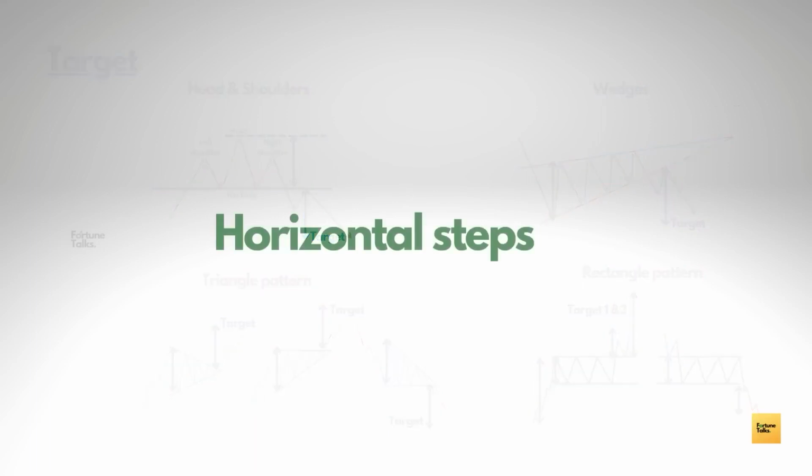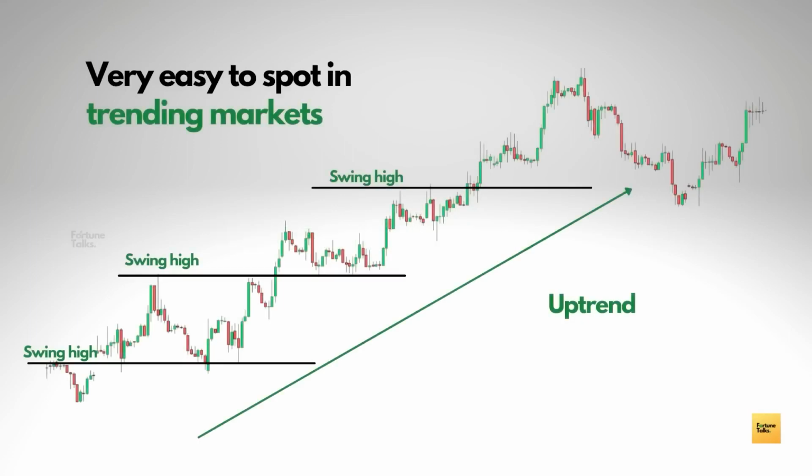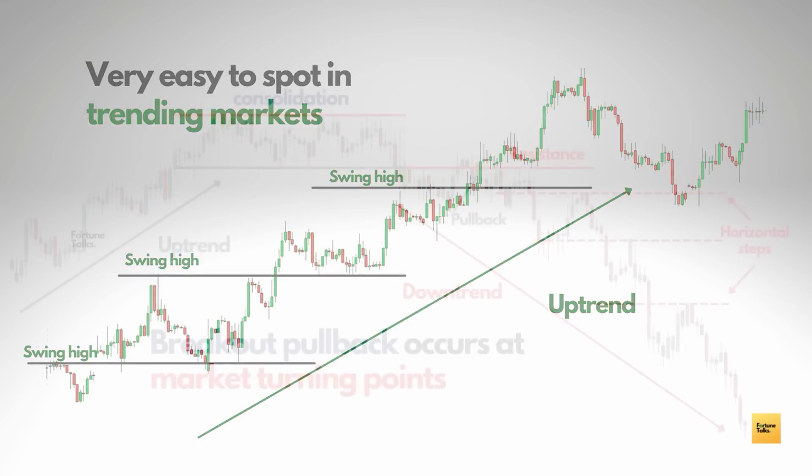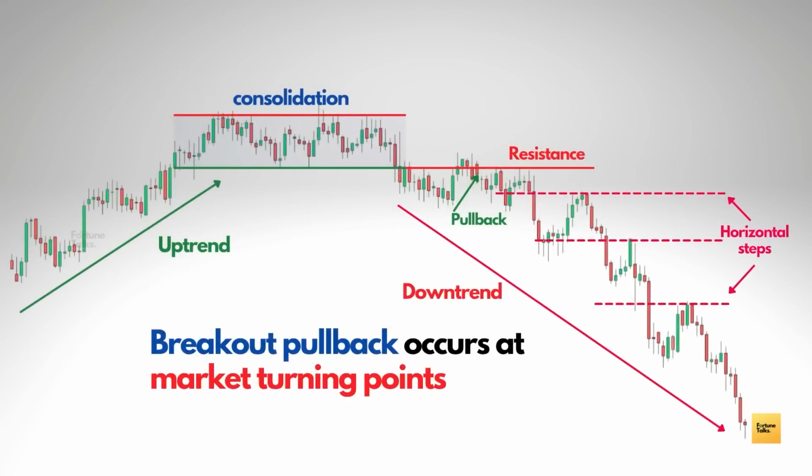Now the second way of trading pullbacks is using horizontal steps. The stepping behavior can be observed during many trending phases in the market. During the ongoing trending phases, the price will often present those stepping patterns. This pullback approach is a great addition to the previously discussed breakout pullback. The breakout pullback happens very close to the market turning points.